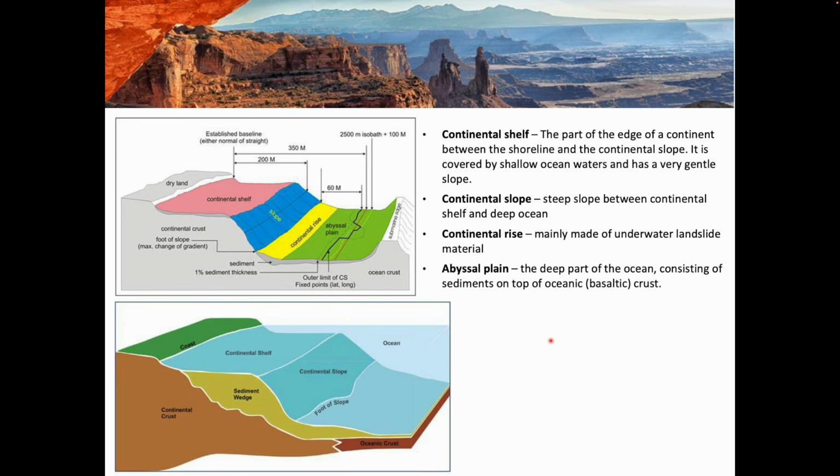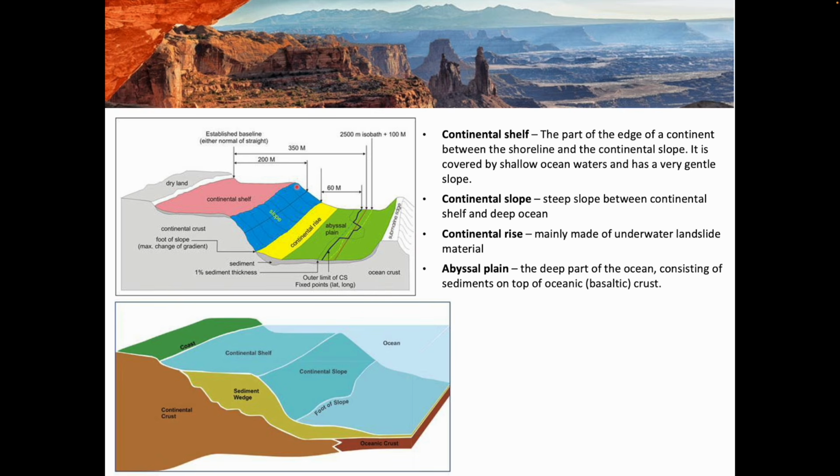Let's start with some basics on the shape of the ocean. We start at dry land. The next thing you see after dry land is something we call the continental shelf, which is the part of the edge of a continent between the shoreline and what we call the continental slope, or the edge of the continent. It is usually covered by shallow ocean waters and has a very gentle slope. It's usually nearly flat, very low relief.